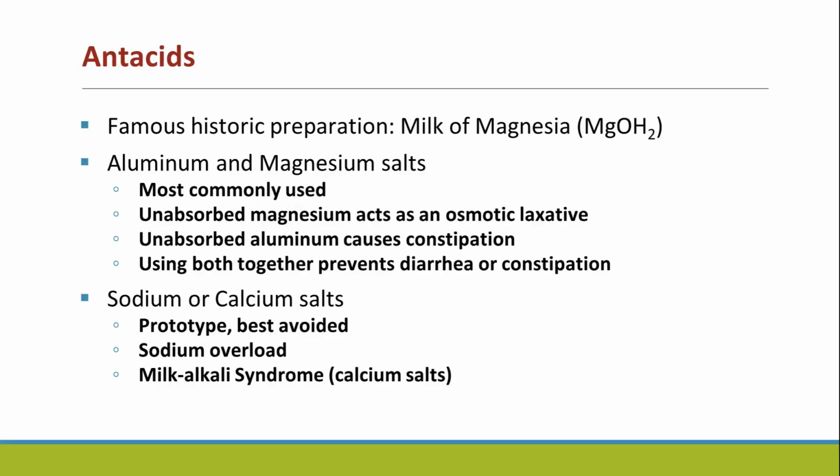Magnesium salts cause diarrhea due to osmotic action. Aluminum salts cause constipation. Combining both balances bowel effects. Sodium and calcium salts may cause systemic complications and are generally avoided.